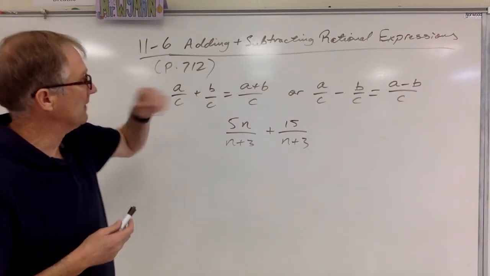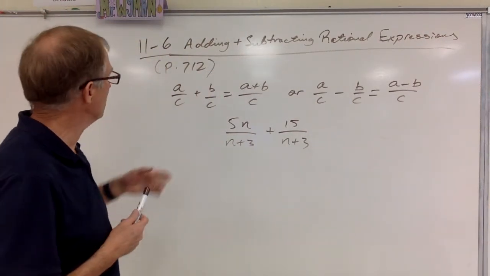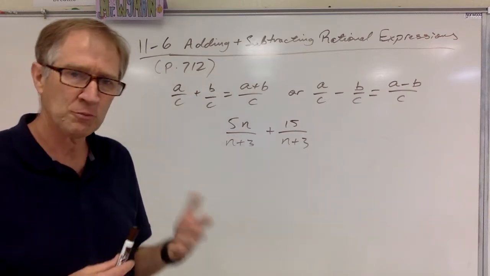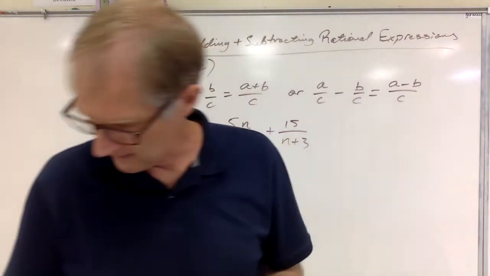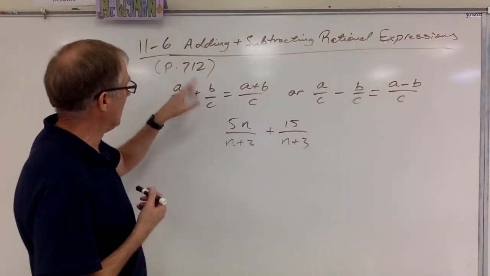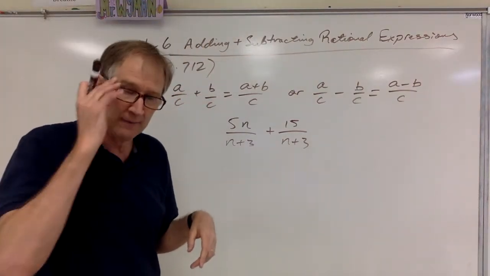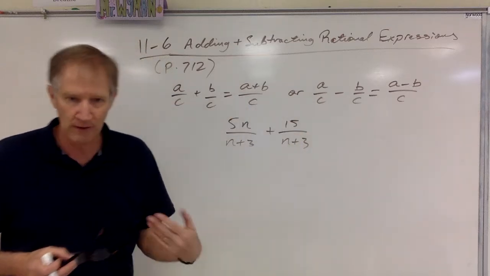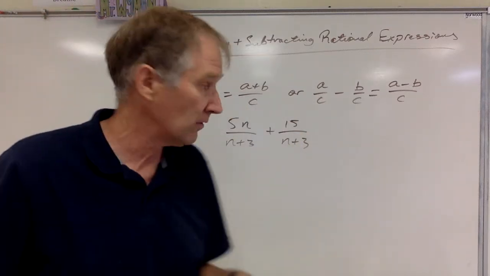Section 11.6, adding and subtracting rational expressions, page 712. The first part of this is relatively easy. The latter part gets a little tricky. So you know that in order to add fractions, they have to have a common denominator. Same thing in order to subtract fractions, they have to have a common denominator.